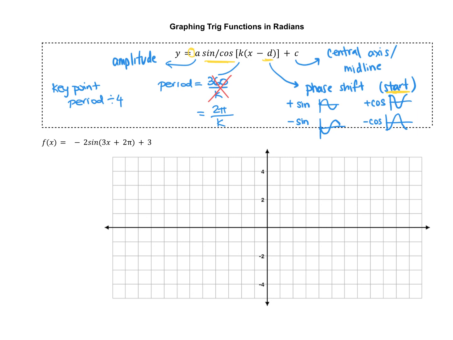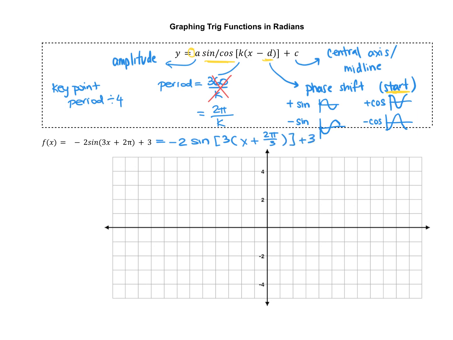So let's take that and apply it to our first function. We have f of x equals negative 2 sine of (3x plus 2 pi) plus 3. First thing, we know our k value has to be factored out. So that's the first thing I'm going to do. And that just means we're dividing 3x by 3 to get x, and we're dividing 2 pi by 3 to get 2 pi over 3.